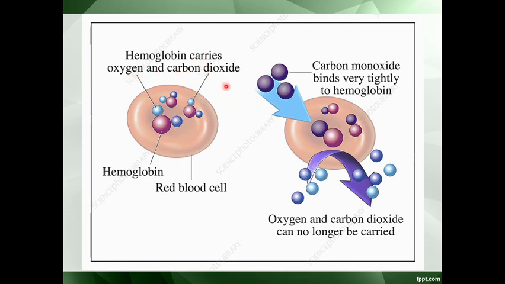Hemoglobin carries oxygen and carbon dioxide. You can see here, and when this carbon monoxide comes, it displaces both. It displaces oxygen as well as carbon dioxide. It means that carbon monoxide has greater affinity for hemoglobin as compared to oxygen and carbon dioxide. As soon as carbon monoxide comes, it displaces, you can see here, the oxygen in light blue and the carbon dioxide in dark blue, and both of them are displaced, the difference in color indicating that one is carbon dioxide and one is oxygen. So both of these are displaced whenever carbon monoxide comes to bind with the hemoglobin.